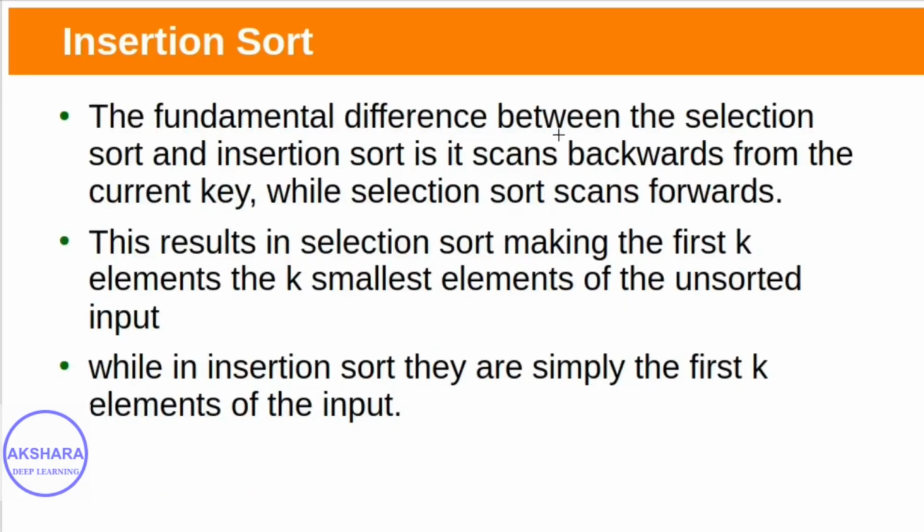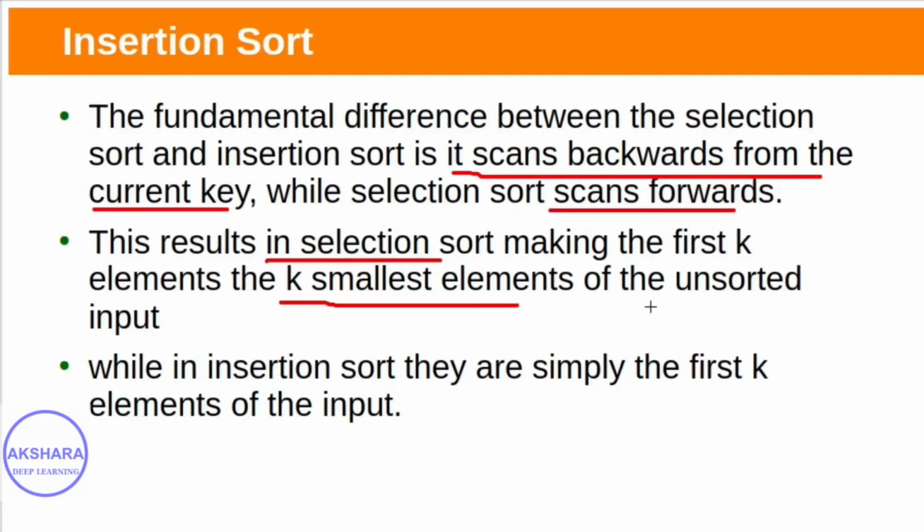But the fundamental difference between selection sort and insertion sort is that insertion sort scans backward from the current key while selection sort scans forward. So in selection sort, the first k elements are the k smallest elements of the unsorted input, while in insertion sort they are simply the first k elements of the input, but these first k elements are in sorted order.